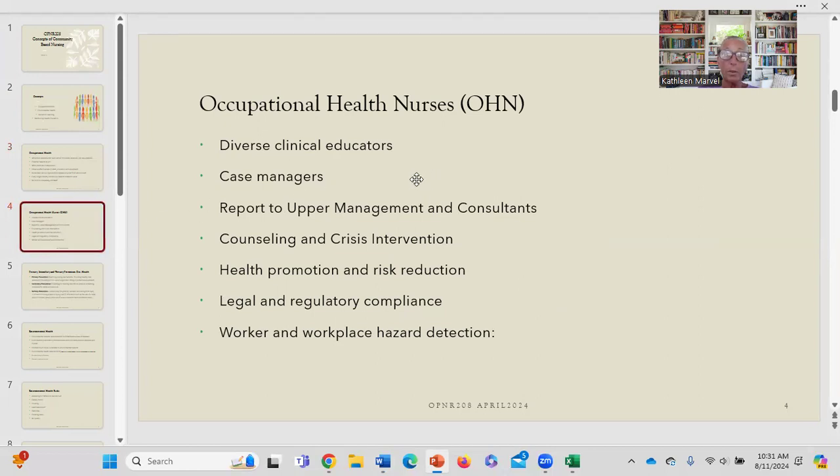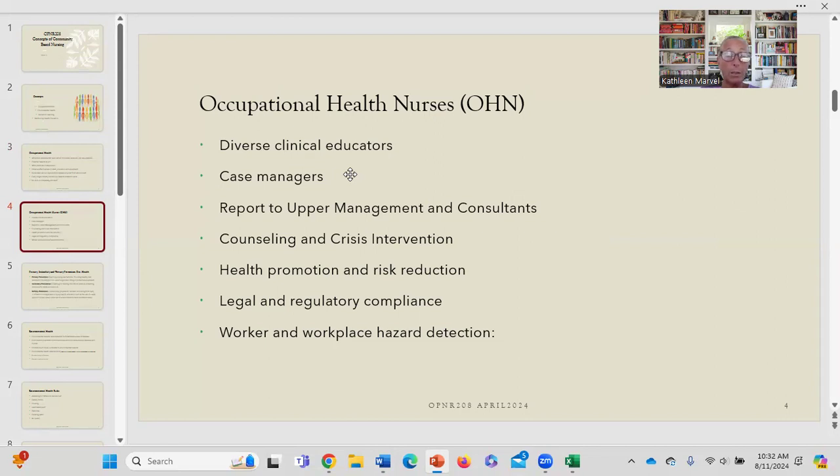A few other talking points about occupational health nurses. Case management, we talked about. Case management is a big role in occupational health. Let's say somebody gets injured on the job. Well, they're going to have to work with the employee and human resources for whatever kind of leave the employee needs to take, following up with doctors to find out when the employee can return to work.